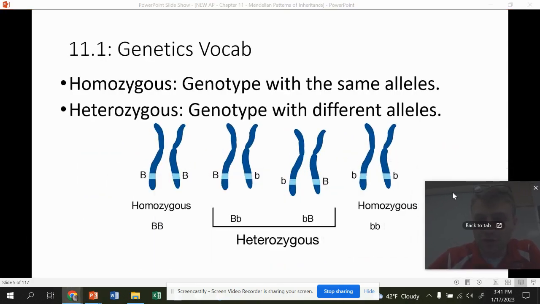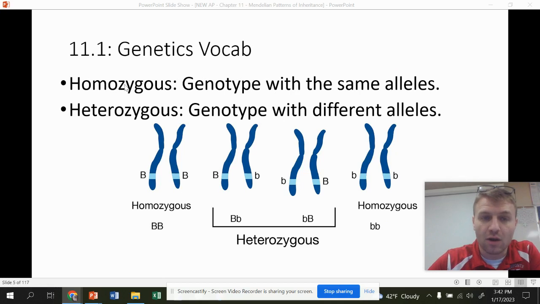Now we have two different versions of a genotype. We have homozygous and we have heterozygous. Genotypes that are the same are homozygous, big B, big B and little b, little b. These are examples of homozygous genotypes. Heterozygous genotypes are genotypes with different alleles. So you can see big B, little b, these are heterozygous.